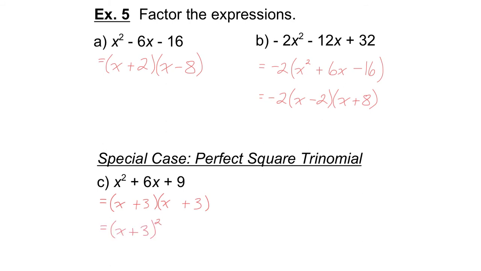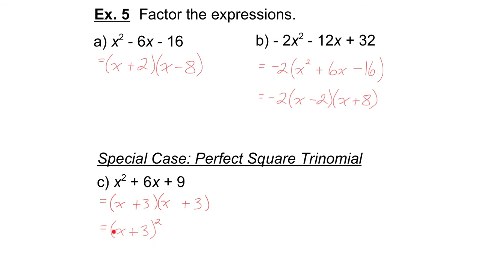Okay, so what's the big deal here? Why is this a special case? Well, just notice if the middle term divided by 2 squared gets you the final term, this is called a perfect square trinomial. So half of 6 is 3. 3 squared is 9.